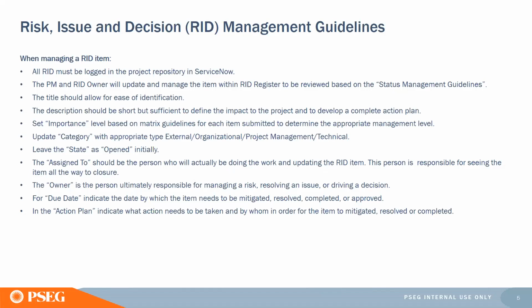You update the category with the appropriate type. You leave the state as open initially. The assigned to person is the person who will actually be doing the work and updating the RID item. The owner is the person ultimately responsible for managing the risk or resolving the issue. The due date is the date by which the item needs to be mitigated, resolved, completed, or approved. And in the action plan, we indicate the actions needed to mitigate, resolve, or complete the issue, or the item rather.